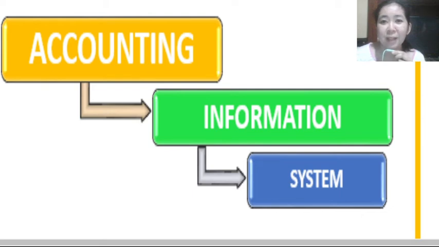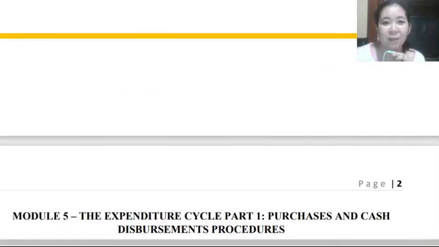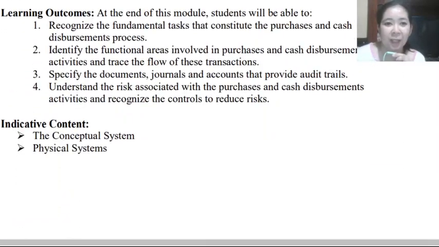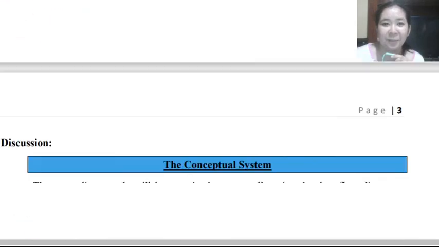Okay, so this next video lecture is about our module number 5. This is entitled The Expenditure Cycle Part 1 for Purchases and Cash Disbursements Procedure. Okay, so for our discussion or topic, just like in the revenue cycle, we will discuss the conceptual and physical system of our expenditure cycle.